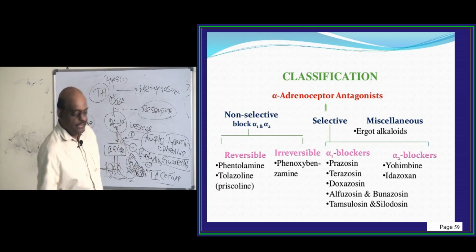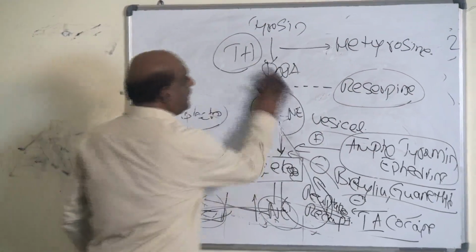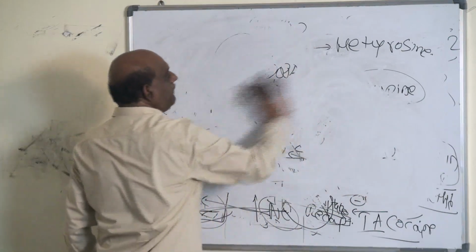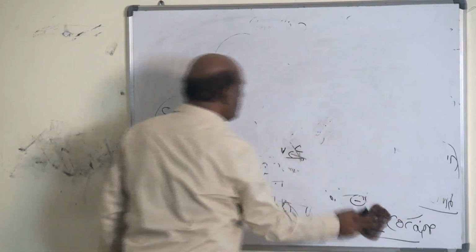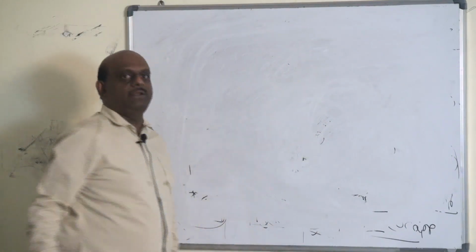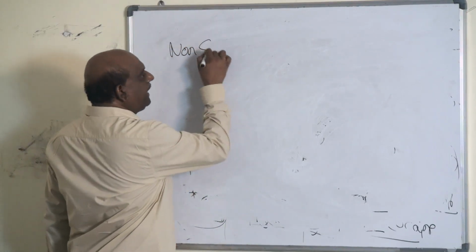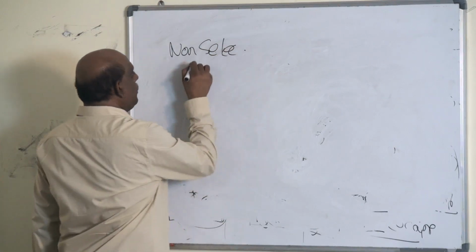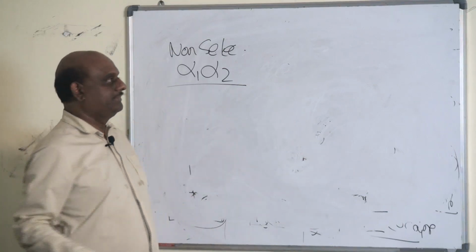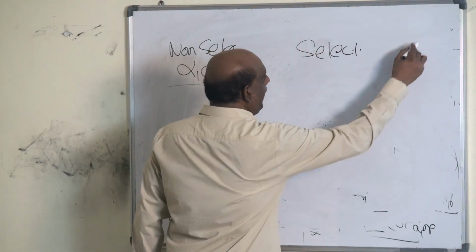So now let us quickly summarize, doctor. What are the various alpha receptor antagonists? Alpha blockers. How do you divide them? Alpha blockers classification. Favorite question of the examiner, doctor. Now, you have non-selective blockers of alpha 1 and alpha 2, which you need to remember. You have selective, obviously, and miscellaneous.